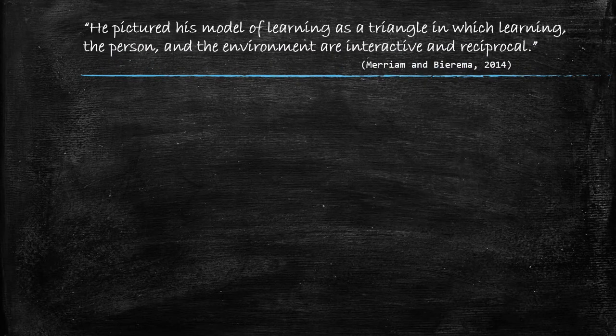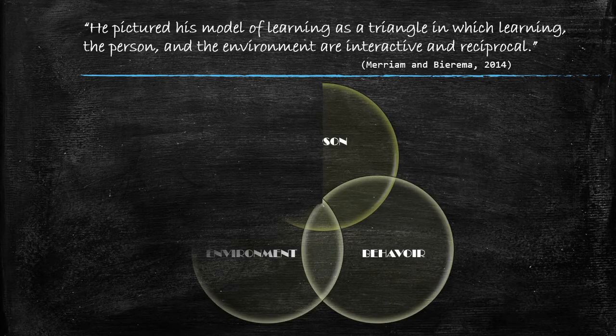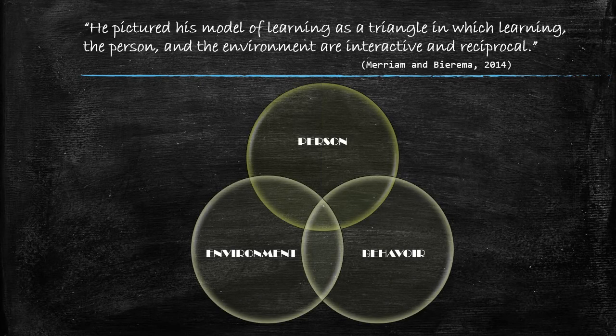Bandura felt that this theory was way too simple to describe humans' complex learning abilities and thought that there was a little more to it. Instead of this action-reaction mentality, he thought that behavior was a function of the interaction of a person with the environment. And so he pictured these elements of learning as a triangle, where each portion was interactive and reciprocal.